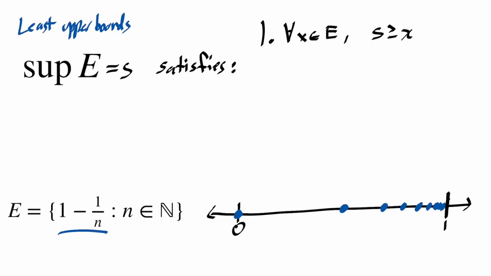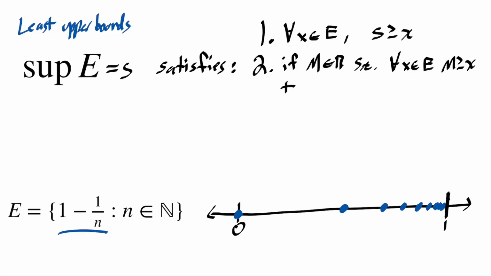Now the second property is that it's the smallest of all the upper bounds. And how do you say it's the smallest of the upper bounds? Well, the way I'm going to do it is I'm going to write it like this. I'm going to say that if m is a real number such that for all x in E, m is greater than or equal to x. So in other words, if m is also an upper bound, then s is smaller than m.